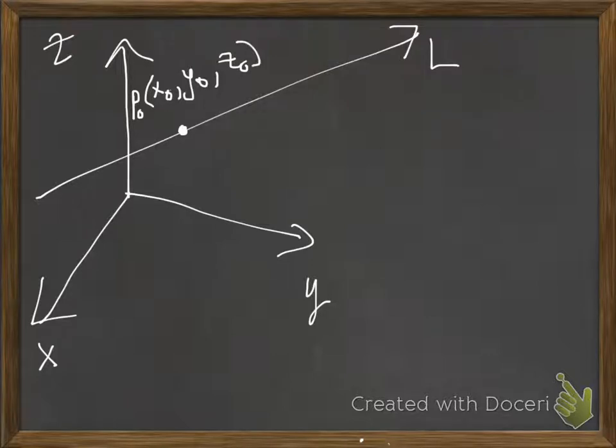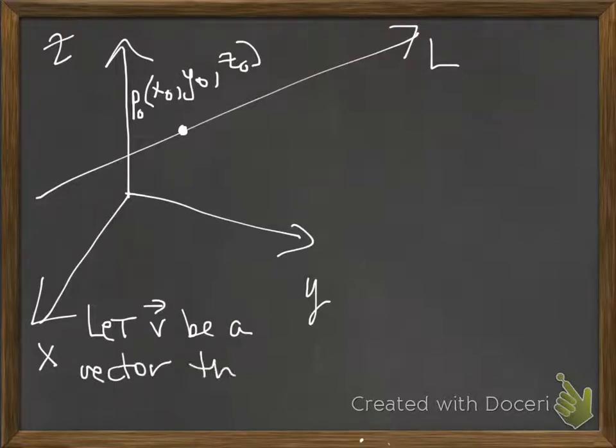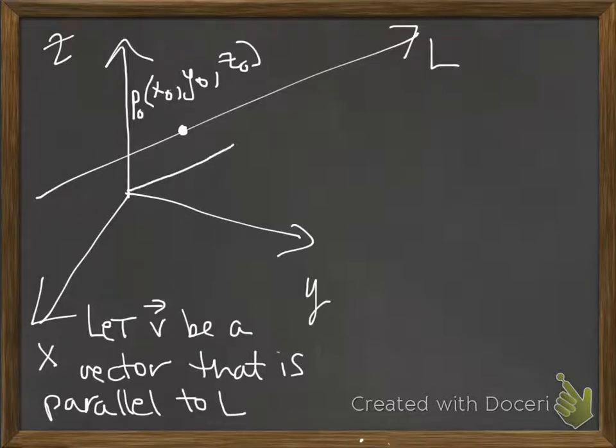And we know the direction of this line. And what does that mean? Well, we know some vector that is parallel to that line. So let's say that v is the vector that we know. So let v be a vector that is parallel to my line L. Okay? And for ease, let's make that right there. So that's my vector v, and I know my point P.